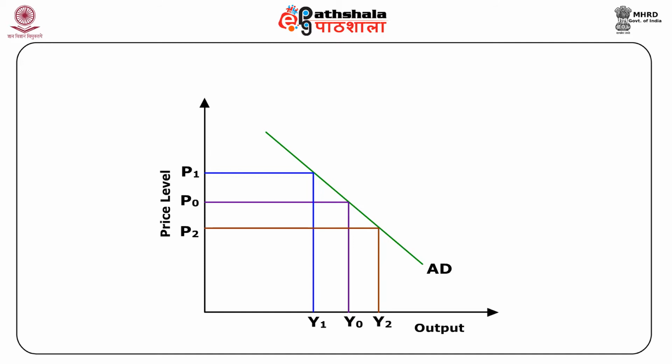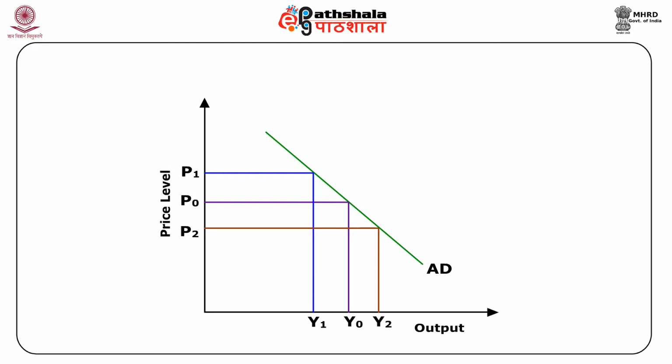The locus of all these points gives the AD curve that represents the inverse relation between the aggregate price level and GDP. Note, along the AD curve, for each price level, the corresponding level of output represents a point of short-run equilibrium, that is, equilibrium in the goods and money markets.